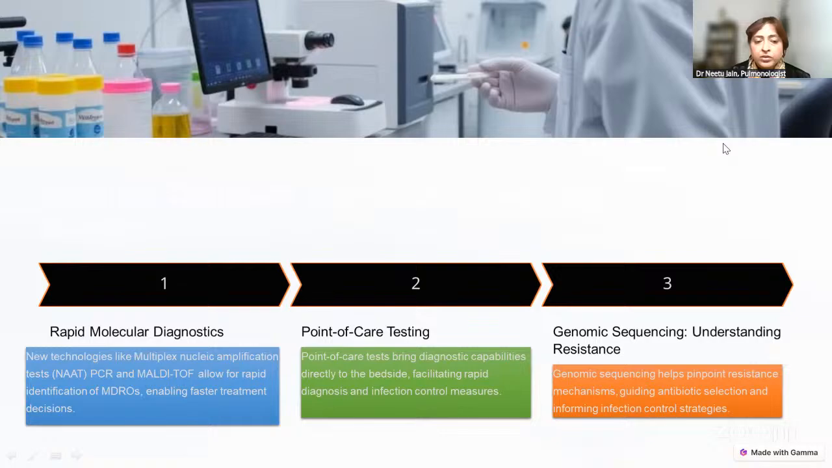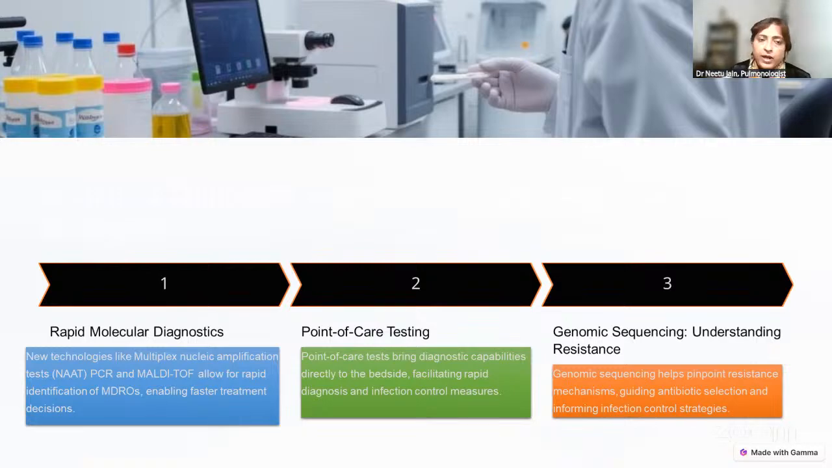I'm sure that most of us are very well aware of rapid identification of MDROs, like BioFire. They are readily available, though quite expensive. But if you are giving 3 antibiotics, the per day antibiotic cost will be more than the cost of BioFire. I think it is worth exploring.